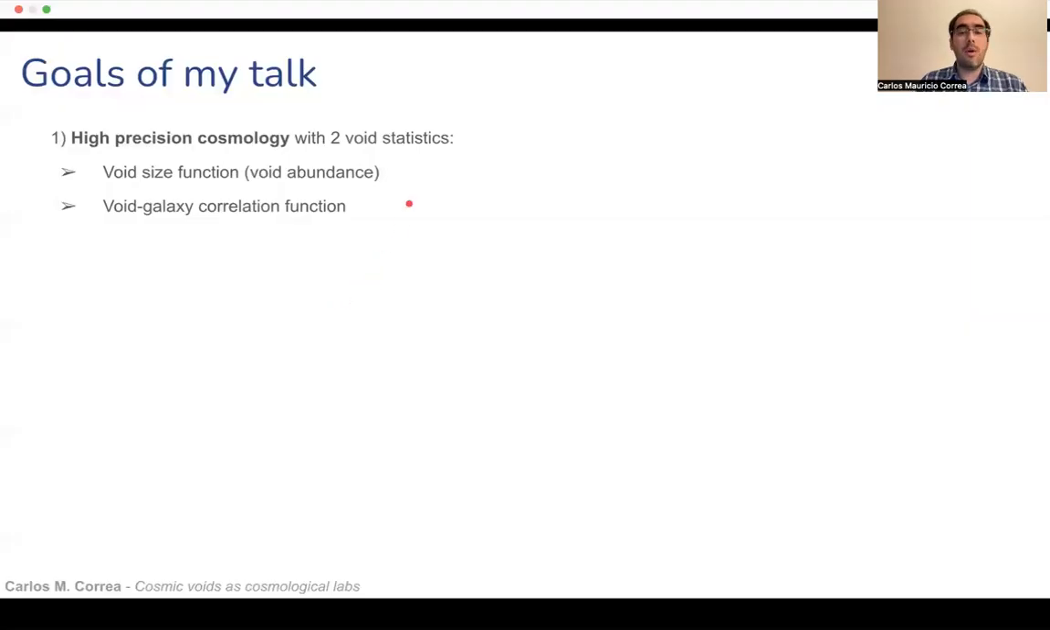So these are the goals of my talk. This is the message I would like to leave you with. First, nowadays it is possible to do high precision cosmology with cosmic voids, particularly with two void statistics, the void size function and the void galaxy correlation function.